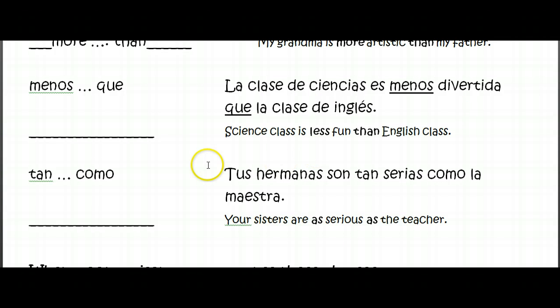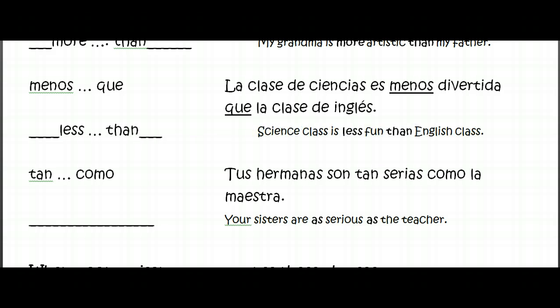The next phrase that we have is menos que, and this means less something than someone else. So for example, la clase de ciencias es menos divertida que la clase de inglés. Science class is less fun than English class. Again, there's an adjective between menos and que, and divertida agrees with la clase de ciencias, that's our first noun.